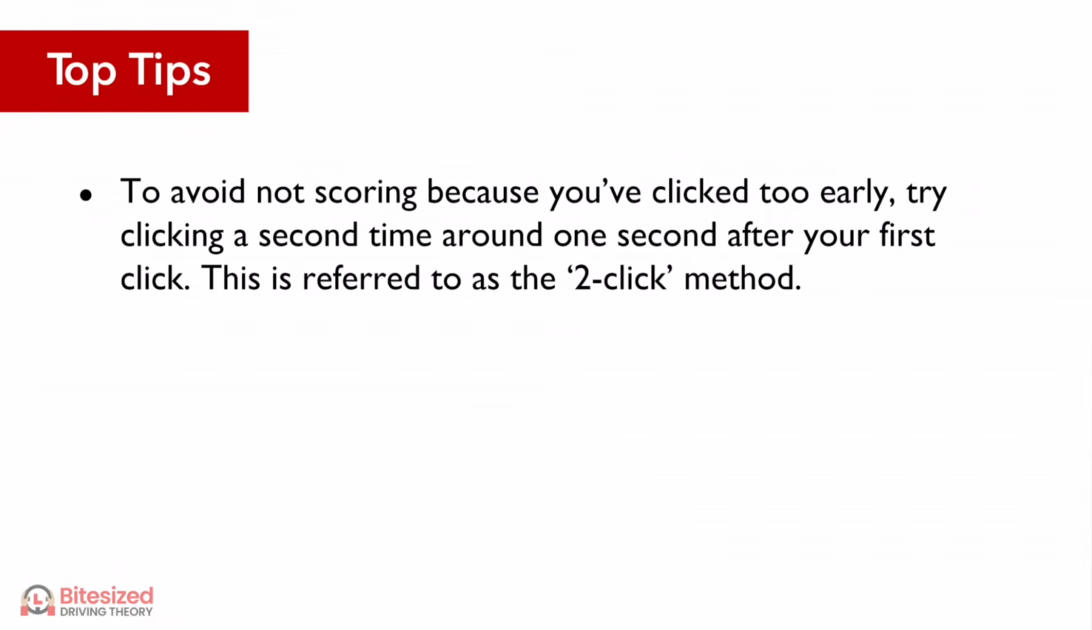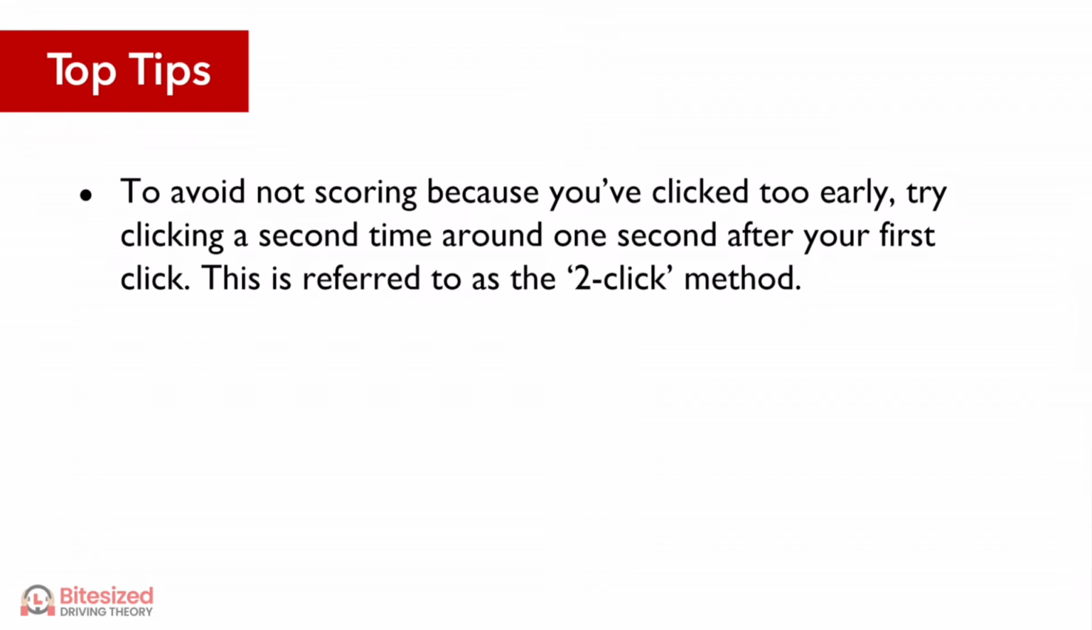And finally, a few top tips for the test. Now, the first one's quite an important one because it's a common gripe that a lot of people have with the hazard perception test, and quite a few instructors as well, in the sense that if you click too early, you might be outside of the scoring window and you would score 0 points. So the recommendation is that you can try what's known as the 2-click method, and that involves clicking a second time around 1 second after your initial click.